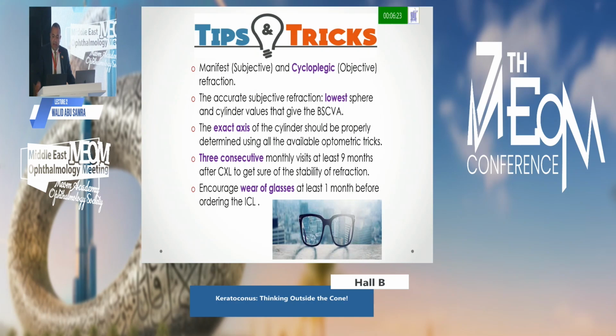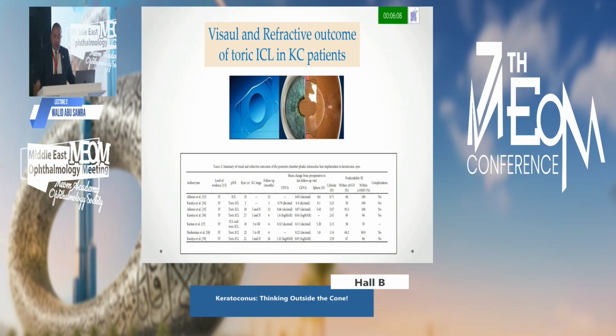We need 3 consecutive monthly visits, at least 9 months after stability of the vision with the cross-linking, to be sure of stability of refraction. And of course we should encourage the patient to wear glasses at least 1 month before any procedure. According to the visual and refractive outcomes in the literature on toric ICL, it is somewhat debatable, but it gives a good result in some selected cases.